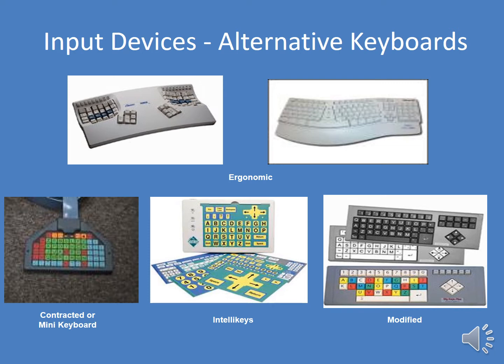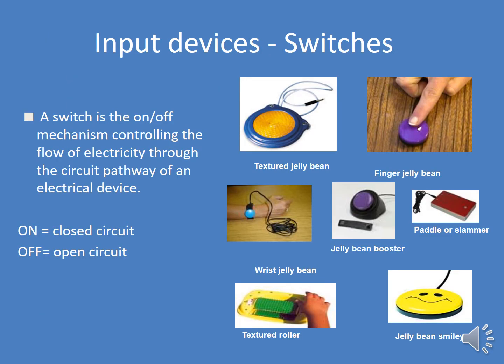Here are examples of some input devices. As you can see, that includes adapted keyboards, switches, and when we look at switches, a switch is really just an on-off mechanism that's controlled externally. And on the right, you can see all different kinds of switches used by students with mobility issues.